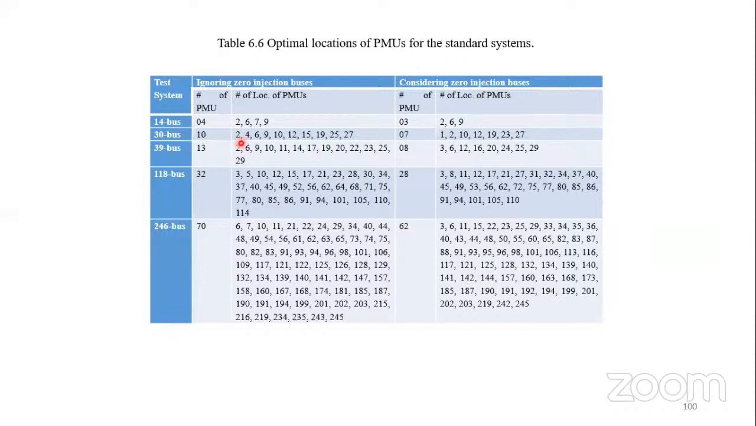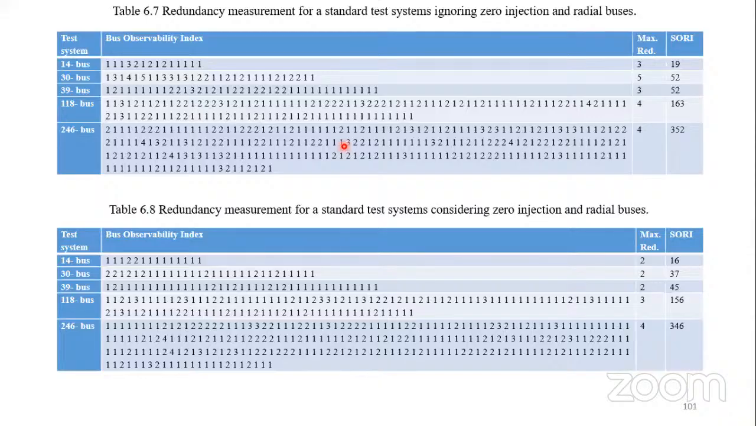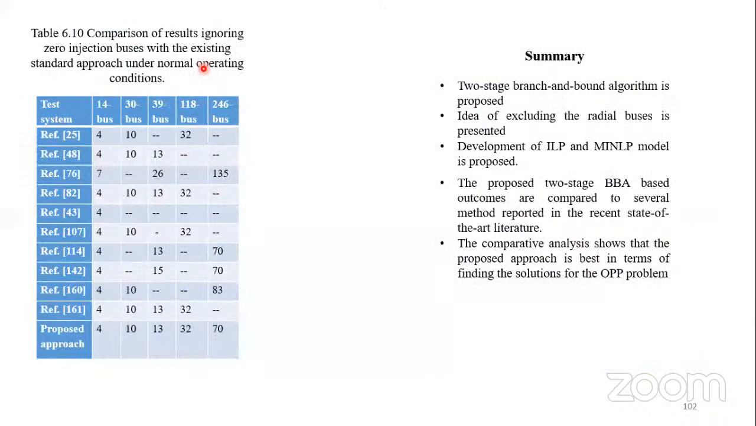Again, this result we have obtained using the binary integer linear, a branch and bound with the help of mixed integer nonlinear programming. So this is a bus observability index, as I have already explained in the first slide. Okay, so I think it is clear. In summary, we are using the two-stage branch and bound here in order to find the solution. And two-stage branch and bound is based on the depth first search and best first search method.